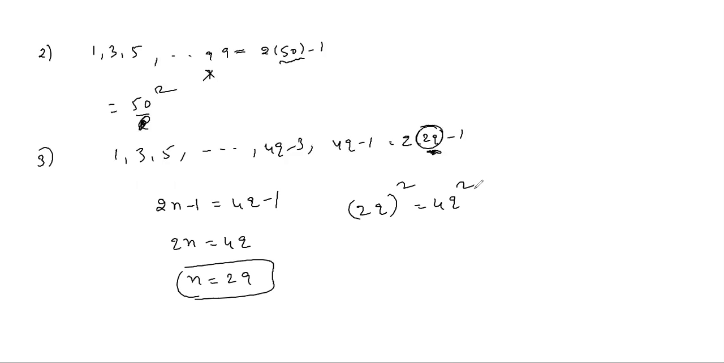Third option. Okay? Understand? Number of terms in this sequence is 2q, and the answer is 2q whole square.